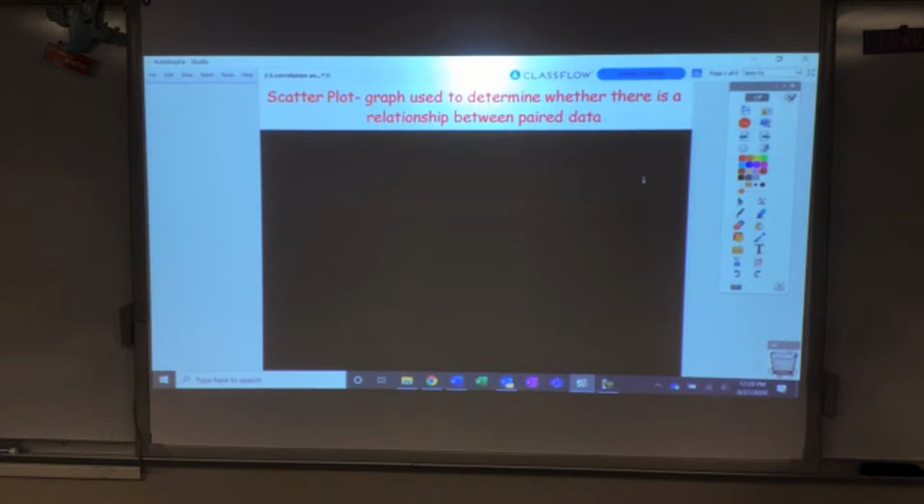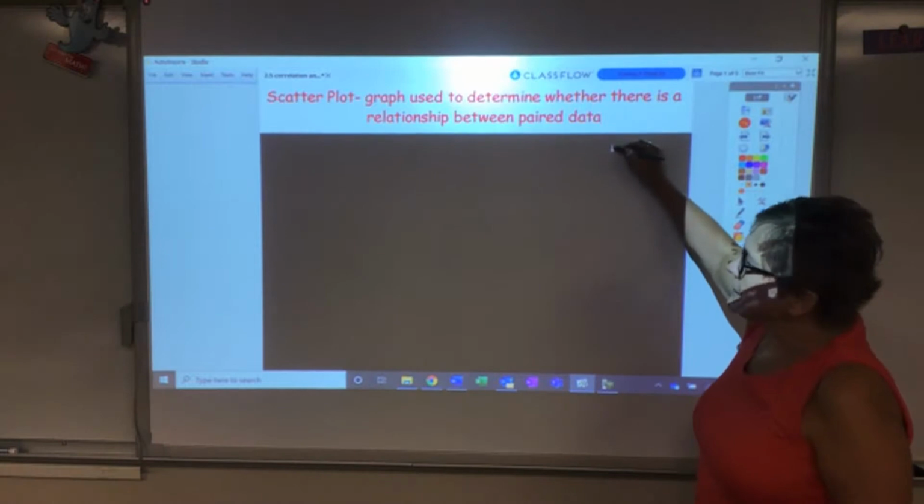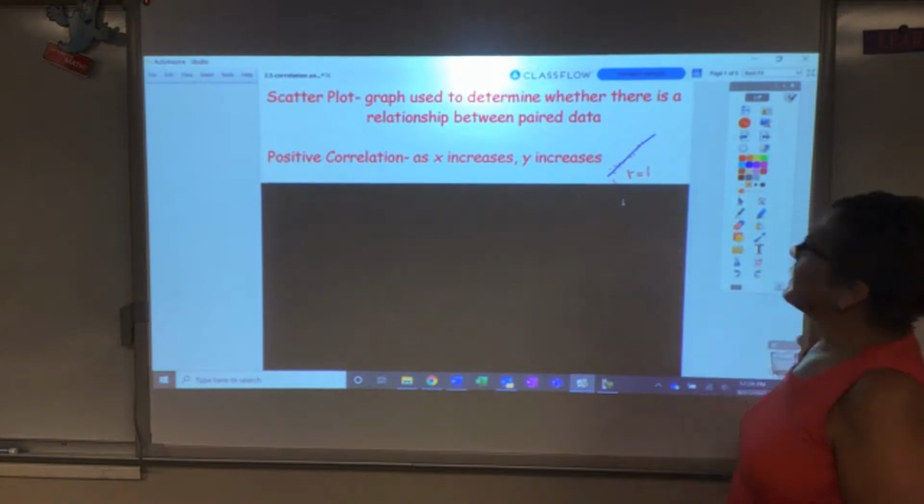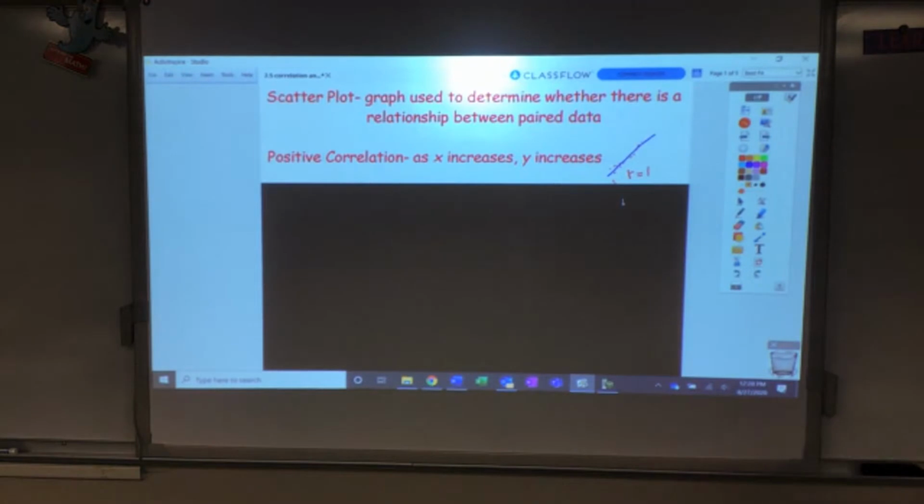And we set one value equal to x's and one value equal to y's, and then we plot all those points on a graph. So all those points are scattered throughout, thus the name scatterplot. A scatterplot has a certain correlation. We say that it has positive correlation when as the x's increase, so do the y's.